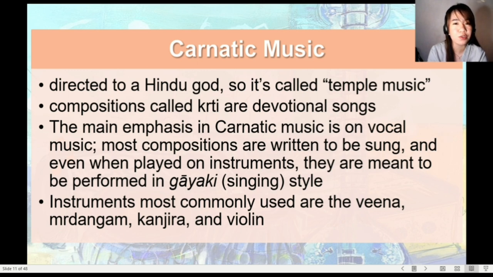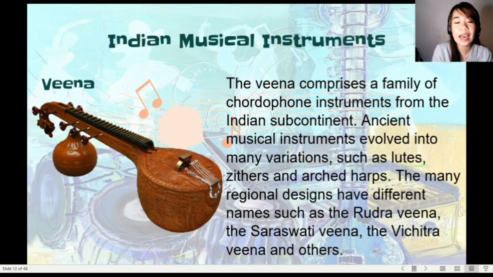Most compositions are written to be sung, and even when played on instruments, they are meant to be performed in gayaki, or in another word, singing style. The instruments most commonly used are the veena, mridangam, kanjira, and violin. So let's talk about these four instruments first. We have here the veena.